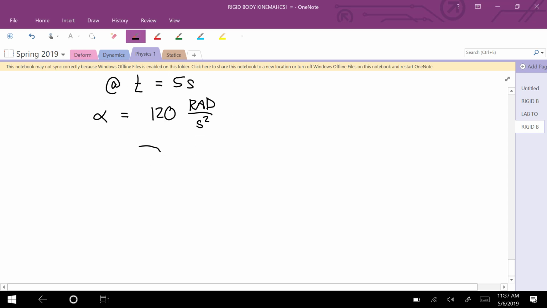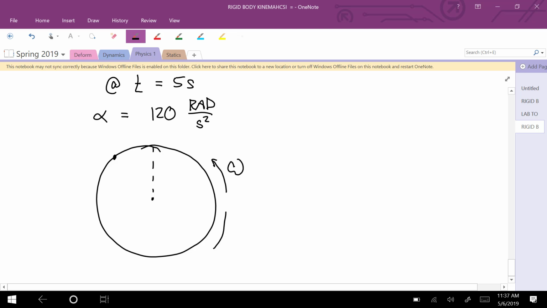The circular motion looks like this. We have a positive value for the angular acceleration, so omega is that way and alpha is also that way. Our velocity was this way. This is the point A. This is the velocity vector. It's speeding up, so this is also the direction of the tangential acceleration. The centripetal is toward the center.